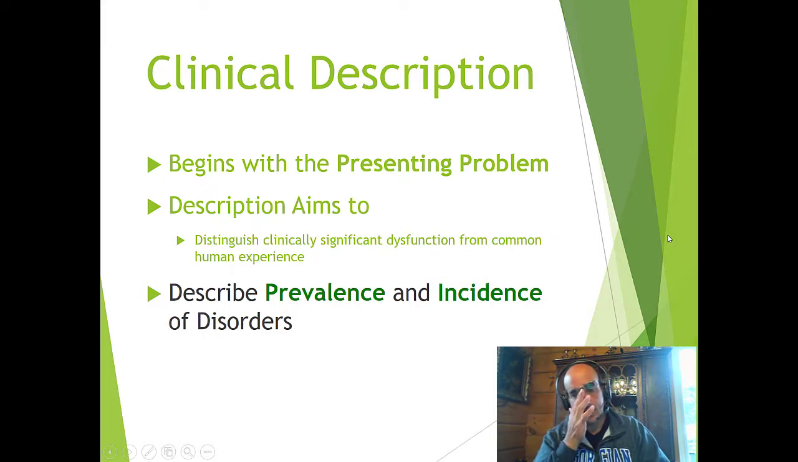When we look at a disorder, or in this case anxiety, we look at and describe the disorder from the perspective of prevalence and incidence of disorders. So prevalence meaning how frequent is the particular clinical circumstance occurring within a given society or in a given culture or within a given population, and or the incidence, how often is it happening, how many times.